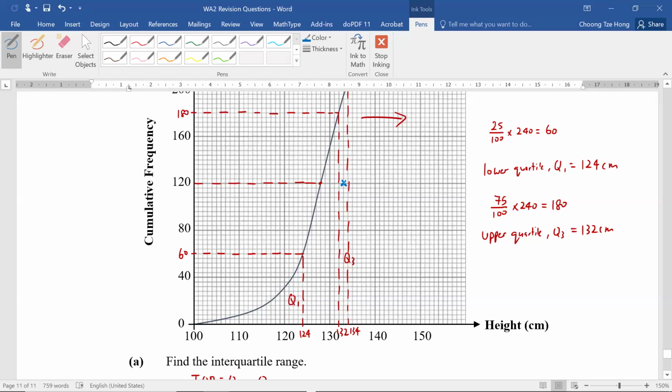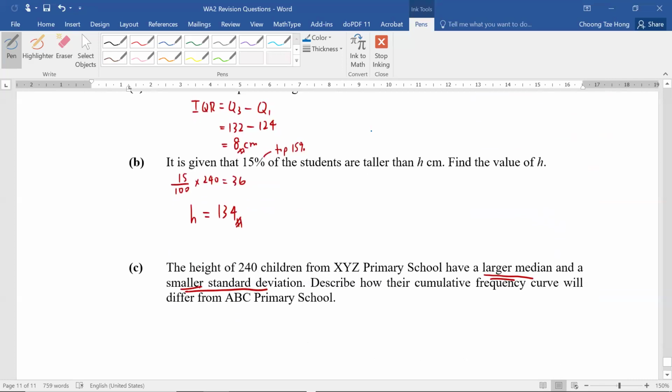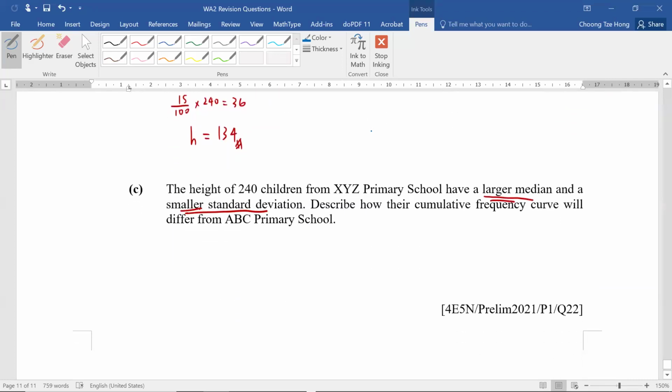Okay, so if you were to try to draw a cumulative frequency graph through this blue cross, it will actually cause the whole graph to be shifted to the right, right? So that's one thing that we can say. The cumulative frequency graph for LC primary school is going to be to the right of the graph of ABC primary school. Okay, so let's write that down first, before we address the smaller standard deviation.